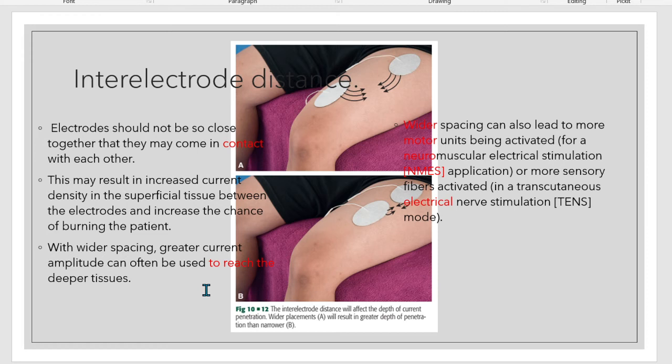So, wider spacing can also lead to more motor units being activated. Aside from reaching the deeper muscle or deeper tissue, it can stimulate more motor units. Then, of course, that would be necessary.